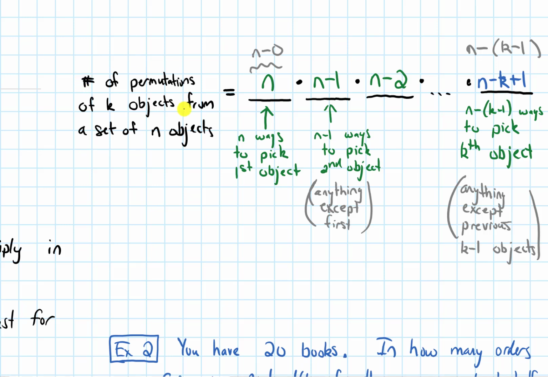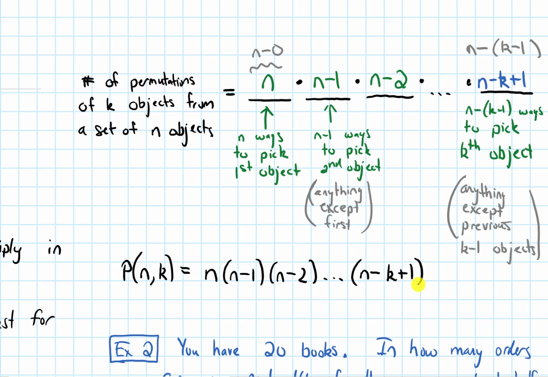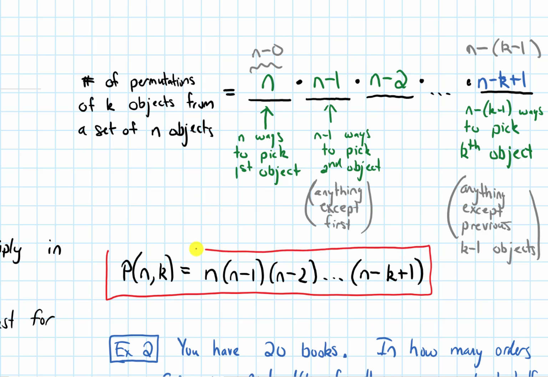So let's write down this formula in general. The number of permutations, remember we're calling that p of n comma k, equals n times n minus 1 times n minus 2, dot, dot, dot, keep subtracting 1 each time until you get to n minus k plus 1. This is one of the more important formulas we're going to see in this section, so I'm going to box it. I'm also going to highlight this so it really sticks out.